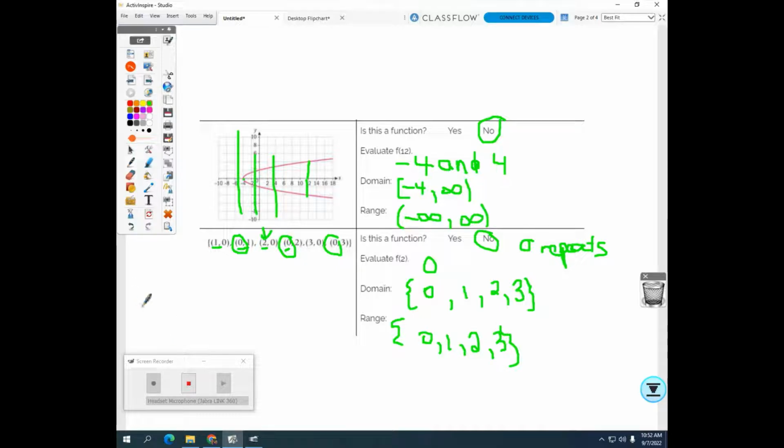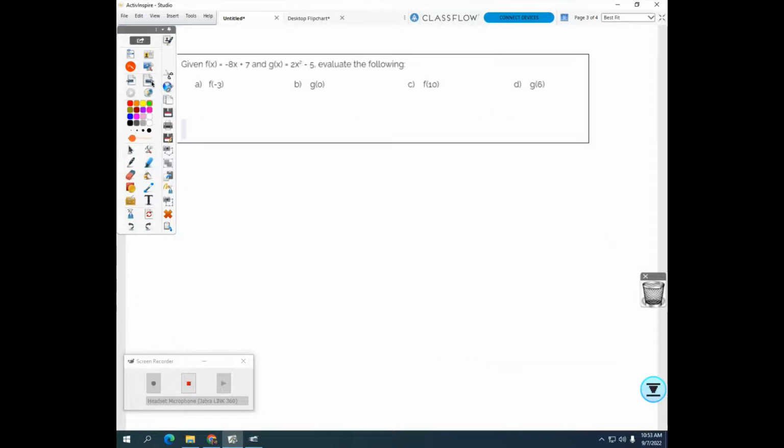All right, next set of problems. Okay, so this is function notation, and this one right here is saying look at function f, so that's this one, and replace x. So x is going to be -3.